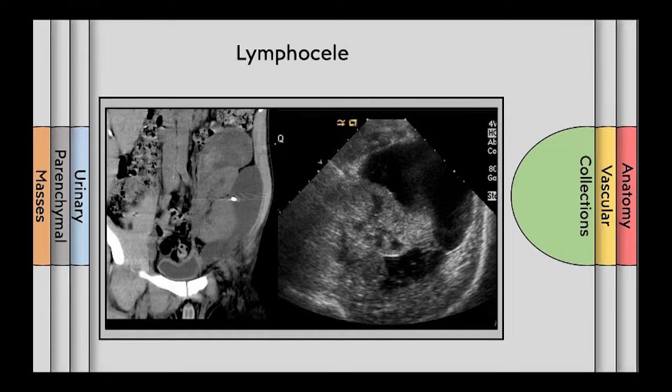Lymphoceles represent surgical disruption of lymphatic channels and typically develop 4 to 8 weeks postoperatively, although these may occur even later than that. Most are asymptomatic, but they can develop mass effect, and depending on their location, they have been described to be associated with hydronephrosis. These, like urinomas and seromas, will appear as simple fluid.